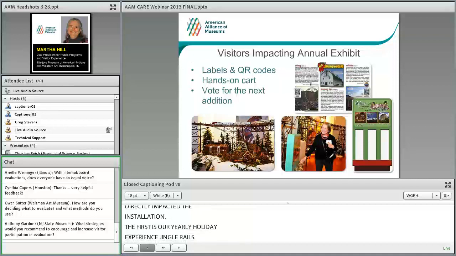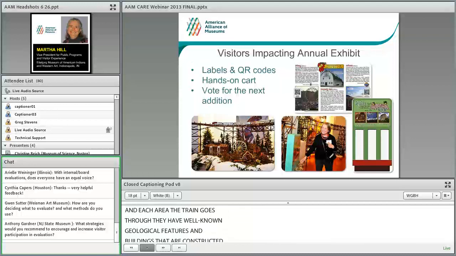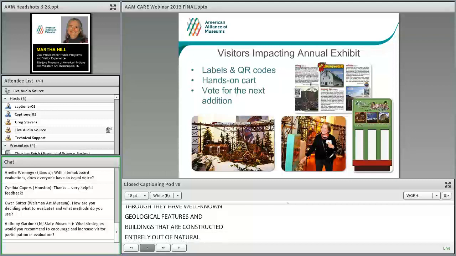Two final projects I want to briefly mention are ongoing, where visitor feedback has directly impacted the installations. The first is our yearly holiday experience, Jingle Rails. This installation is a garden-scale railway, which features 6 trains journeying from Indianapolis going west through many of the national parks. And in each area the trains go through, there are well-known geological features and buildings that are constructed entirely out of natural materials.